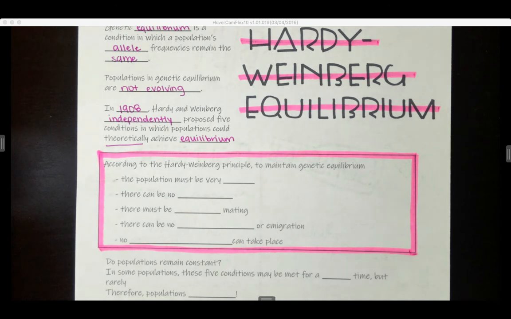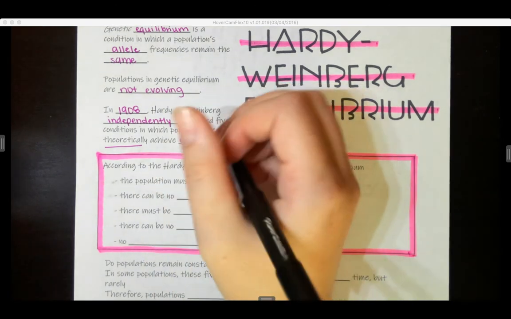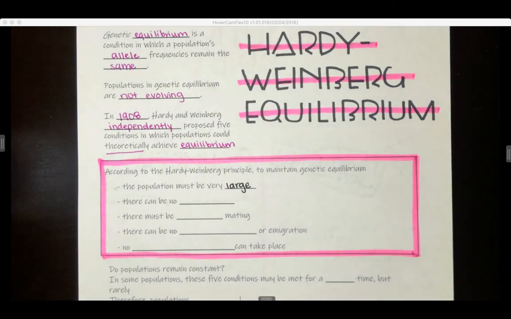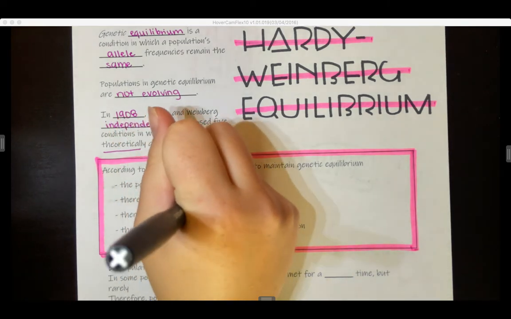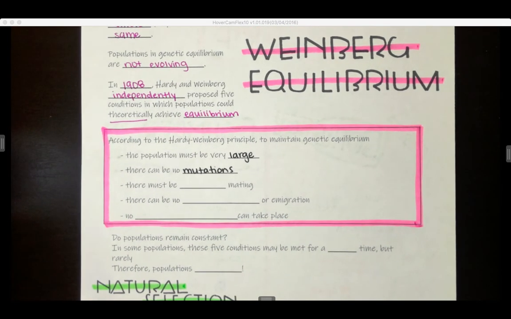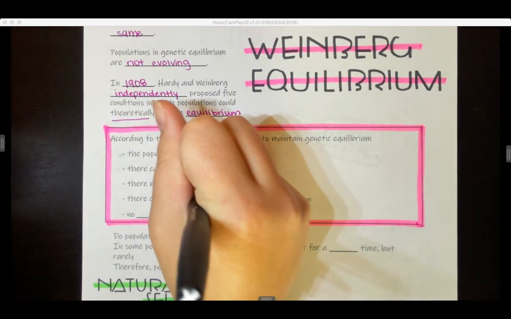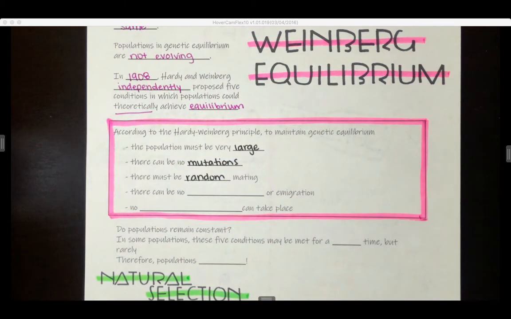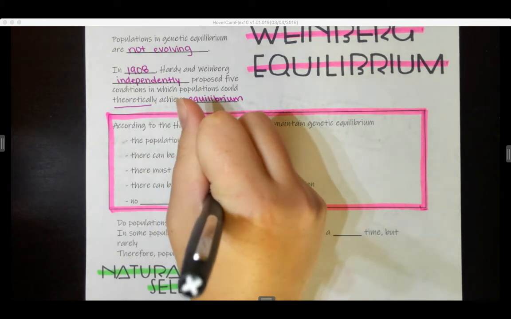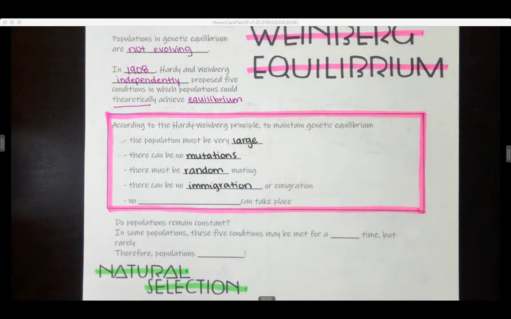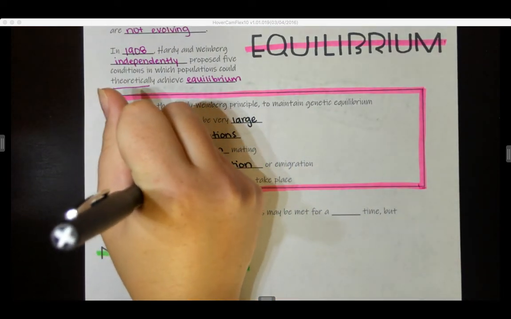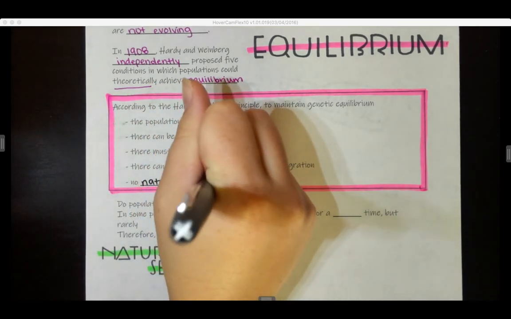So the first is that the population has to be very large. The second is that there can be no mutations. The third is that there has to be random mating. The fourth is that there can be no immigration or emigration. And finally, no natural selection can take place.